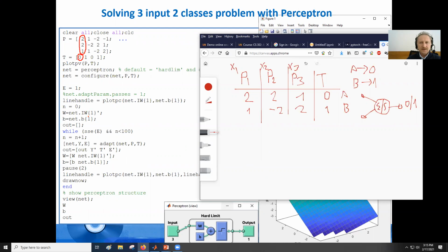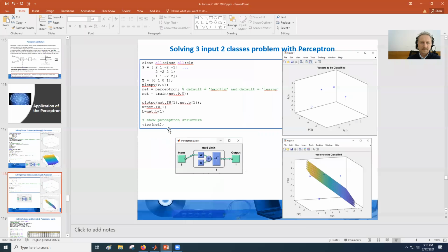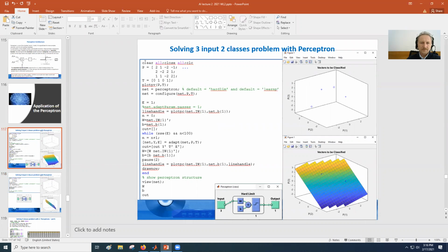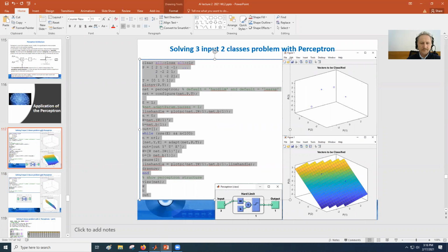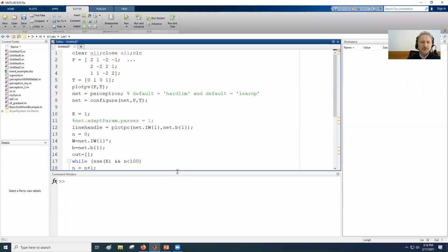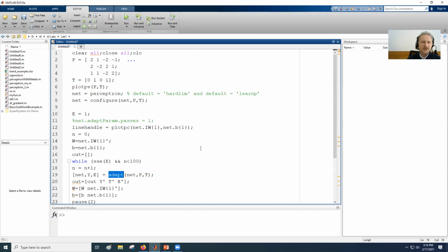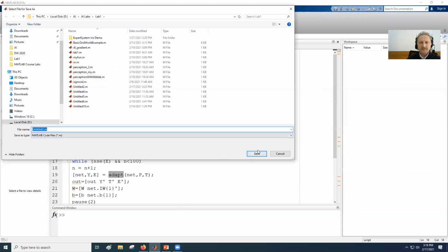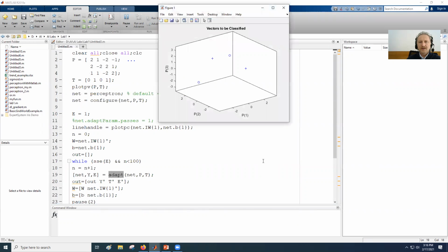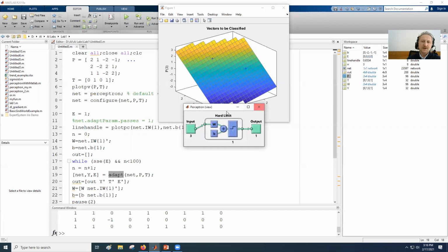So let's do this one in MATLAB. To train this perceptron network, we will use the adapt training function. We have explained how to implement perceptron network and how to train it with adapt in our previous lesson. In this lesson, we will just execute it. Okay, it is successfully trained and finished. And you can see the result.